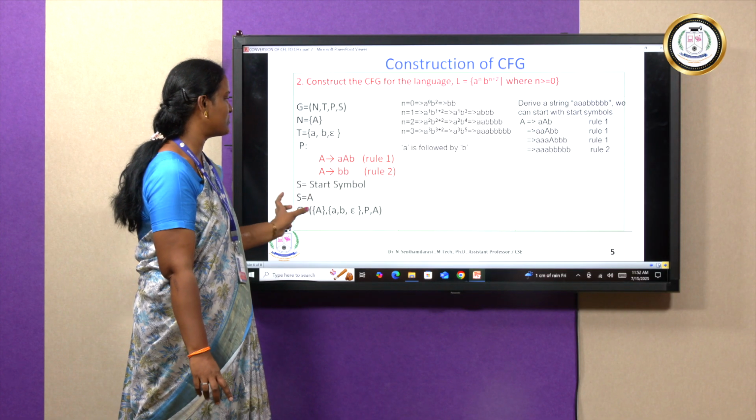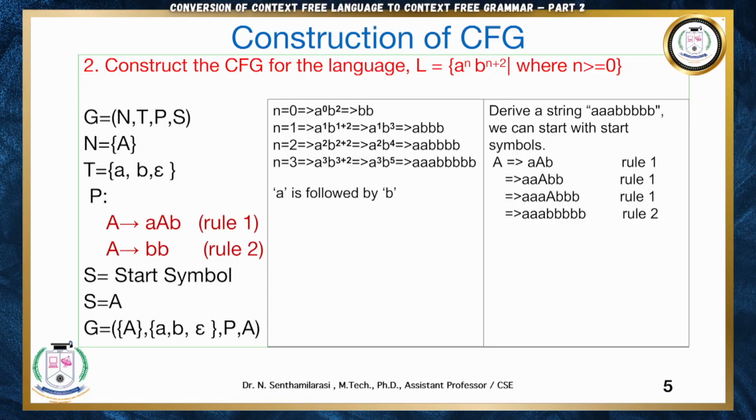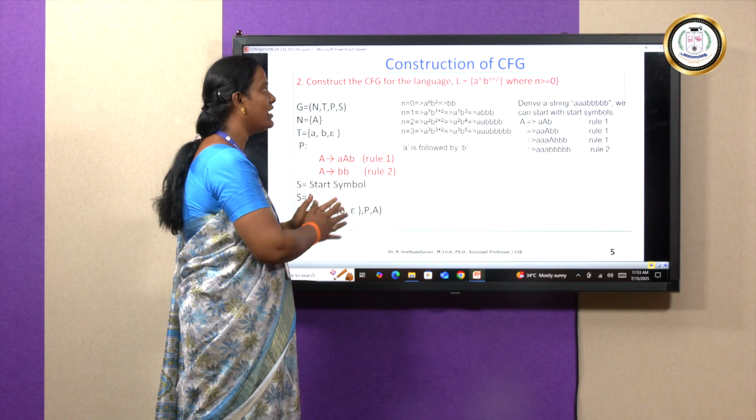So I am just writing in the NTPS. Now I need to write the grammar. So G equals the non-terminal A and terminals a, b, the production rules already given, and the start symbol is A. Again, for this I need to derive the string.